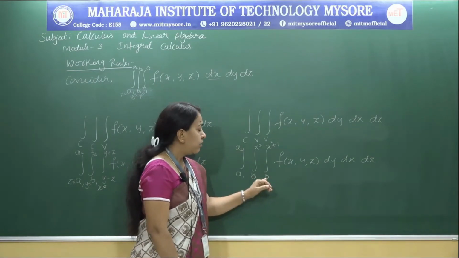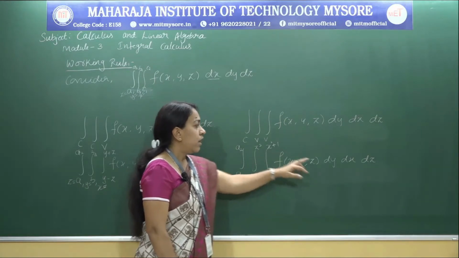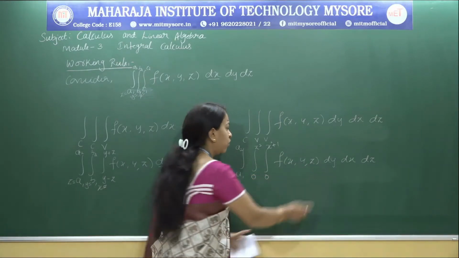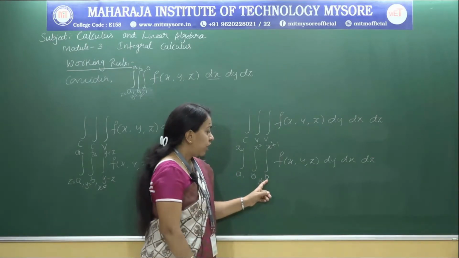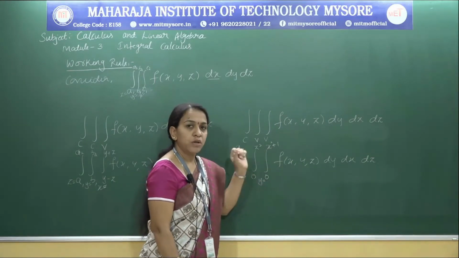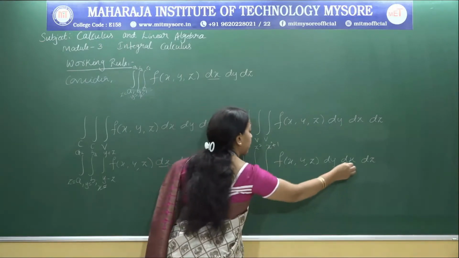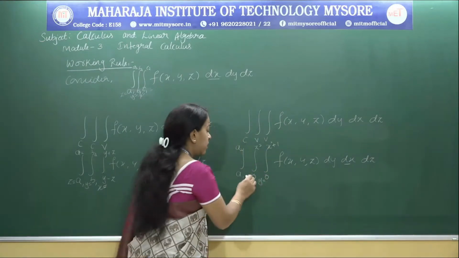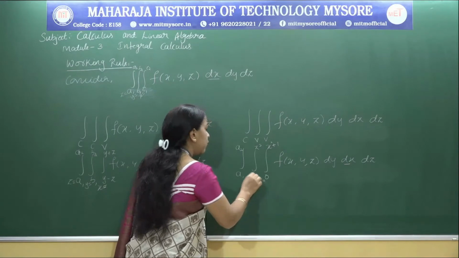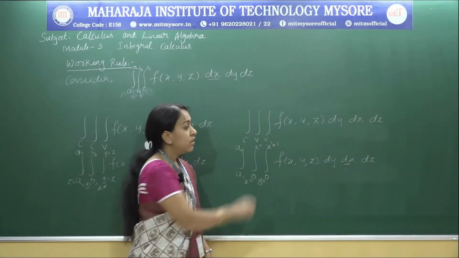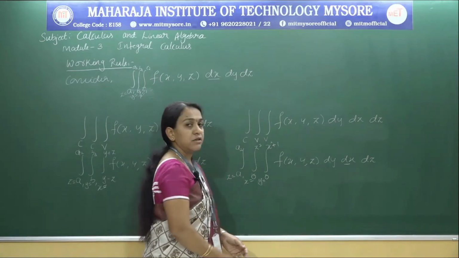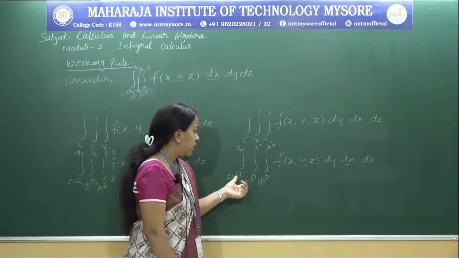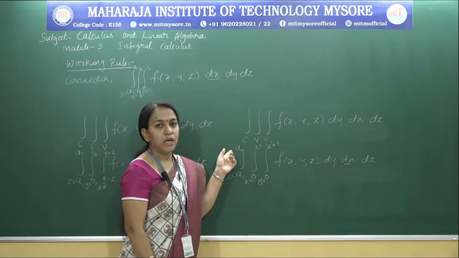Now here I have a limit 0 to x square and we have dy here, therefore this inner integral stands for y, where y varies from 0 to x square, and then we have a dx, therefore the second integral is x varies from 0 to z square, and then we have a dz, therefore the outer integral stands for z limit, that is z varies from a1 to a2.